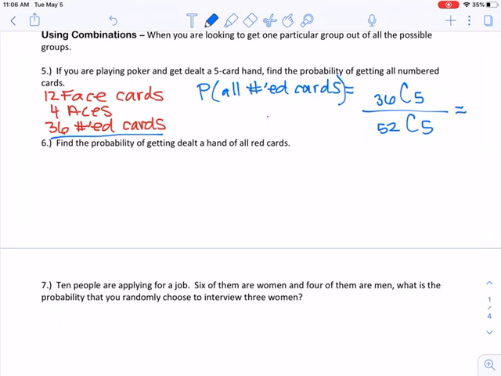0.145. So I'm running out of space. So maybe a 14.5% chance of that happening. It's actually a pretty good chance.